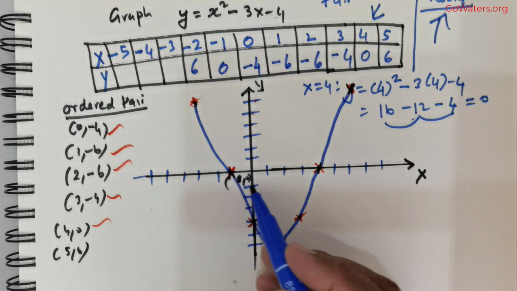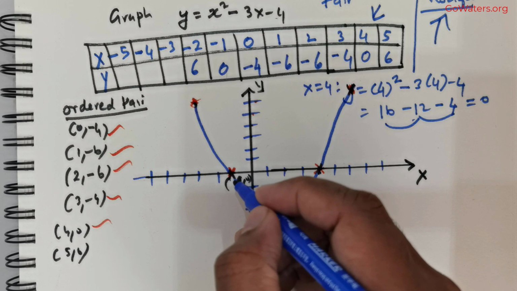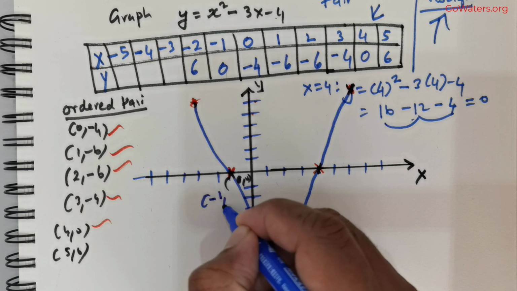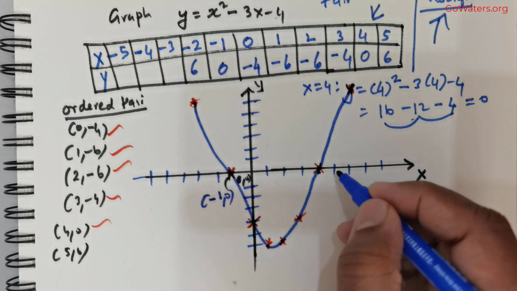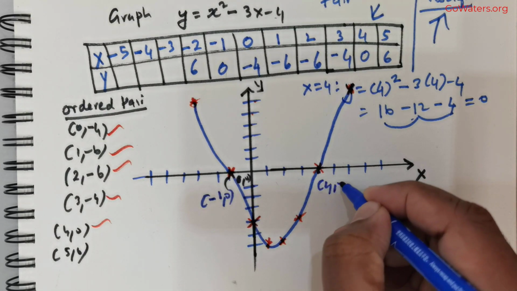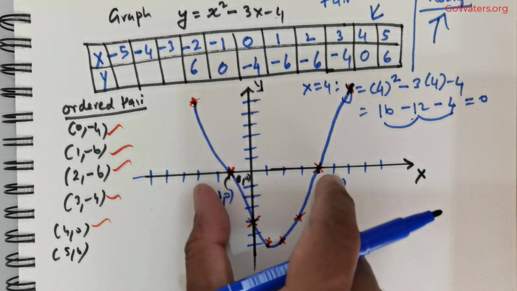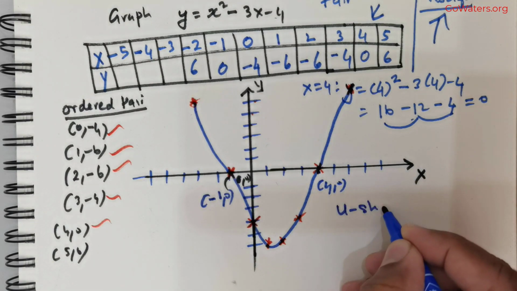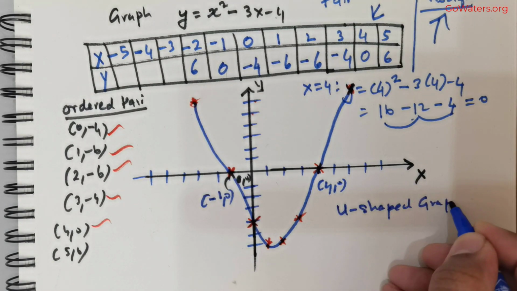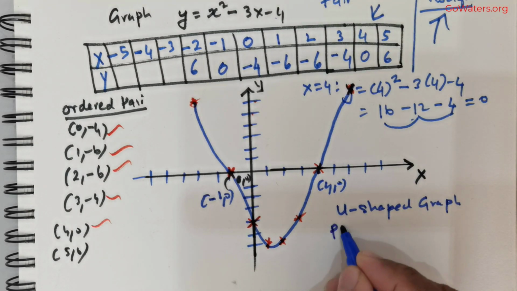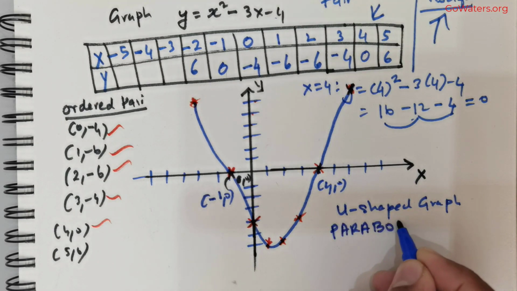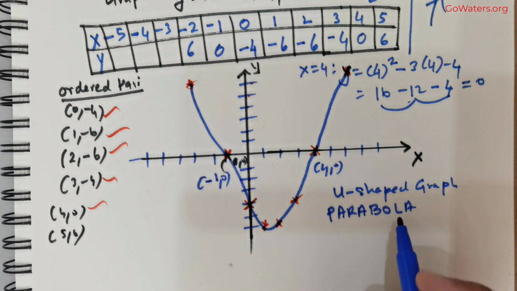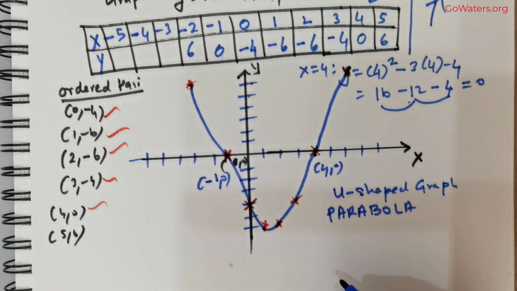Now there is an intersection over here, and an intersection over here. What is this intersection? When x is -1, there is a 0 there, and when x is 4, there is a 0 there. So these are the zeros. Now what do you call this? It's a U-shaped graph. This graph is called a parabola. P-A-R-A-B-O-L-A. Have this name in mind. Parabola is a U-shaped graph.